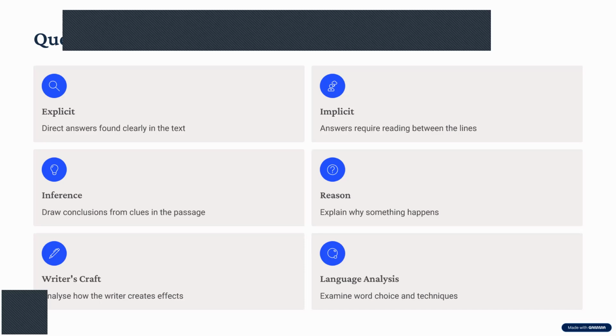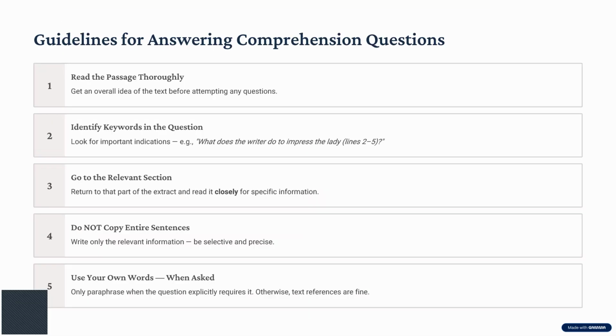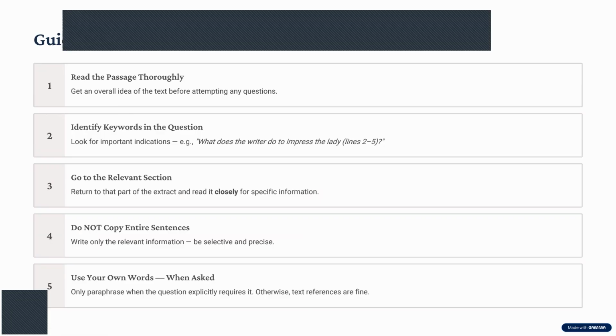But before we do that, can we figure out what explicit questions look like? Yes, we can figure it out, but that comes after you have gone through this step guideline. I always ask my students to go through it. This is a very handy guideline for all the students to practice their comprehensions.